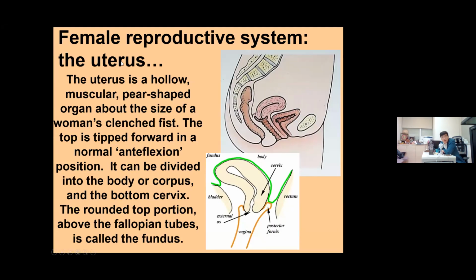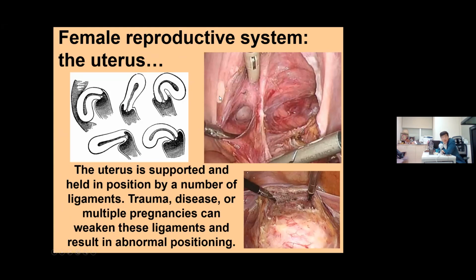For the female, this is the uterus. The uterus has 3 parts: the cervix, then the body, and then the fundus. The uterus is the location for the baby. And when we do surgery, we dissect the anatomy of the uterus. There are 5 ligaments to hold the uterus in the normal position.